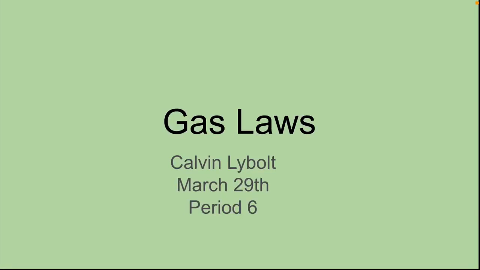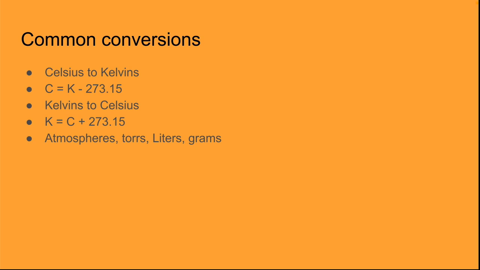Okay, this is my gas laws project. The conversions we will be using are Celsius to Kelvins and Kelvins to Celsius. To find Kelvins, you take the Celsius and add 273.15. And to find Celsius, you take the Kelvins and subtract 273.15.